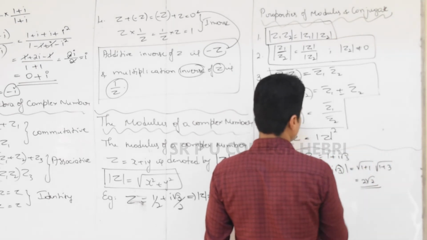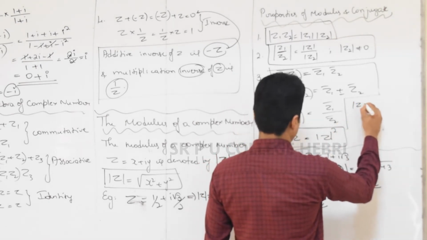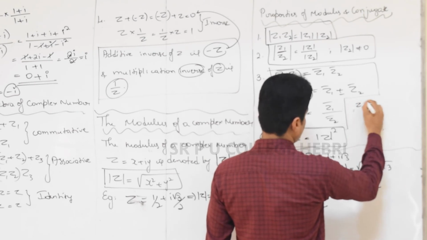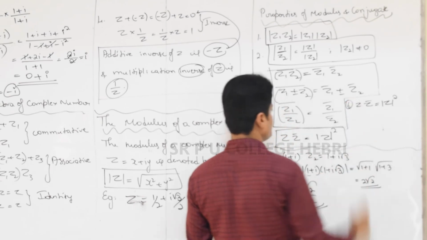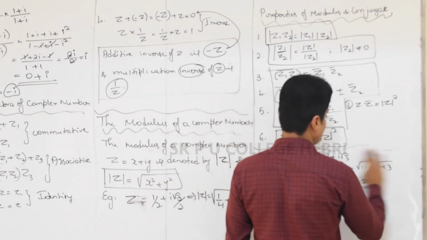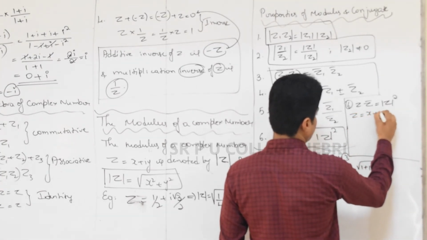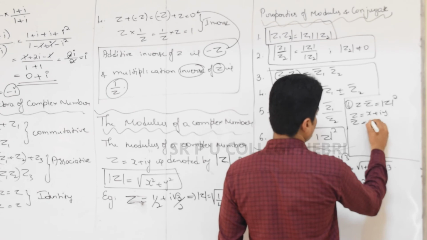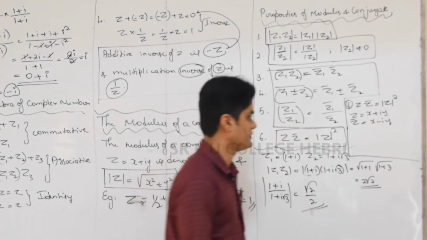Okay, so next one, and this is the most important one: mod of z into z bar is equal to mod z whole square. This property is very useful, very important. I'll just explain by taking one example. Observe carefully. Suppose z is equal to x plus iy. What is z bar? x minus iy, correct? z is equal to x plus iy, z bar is equal to x minus iy.